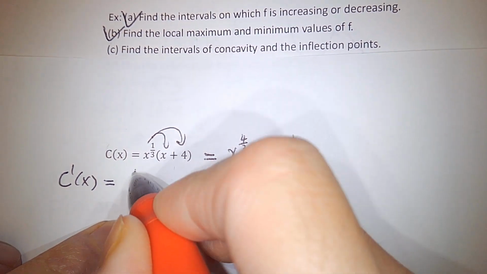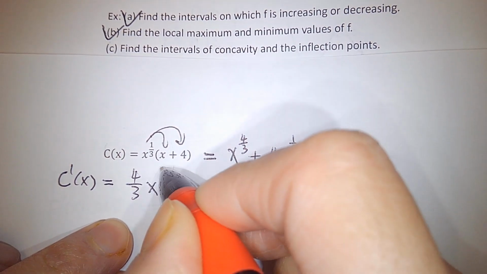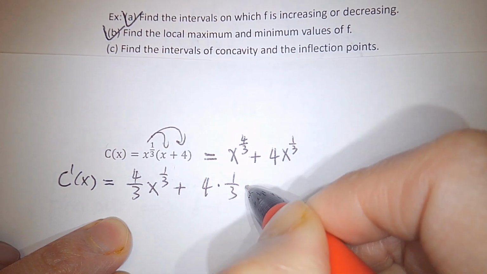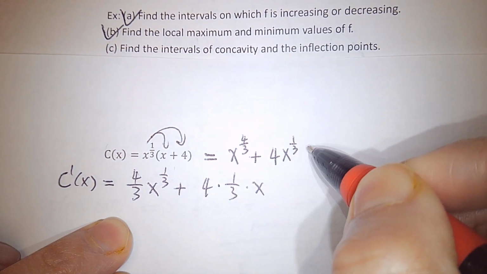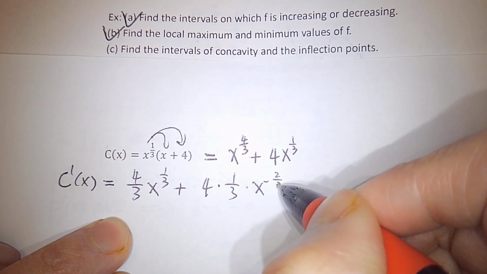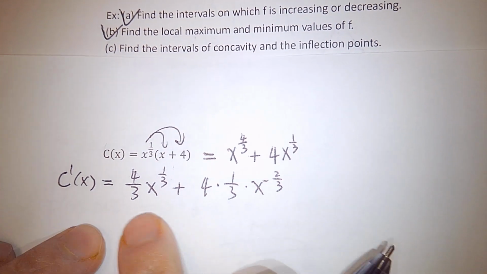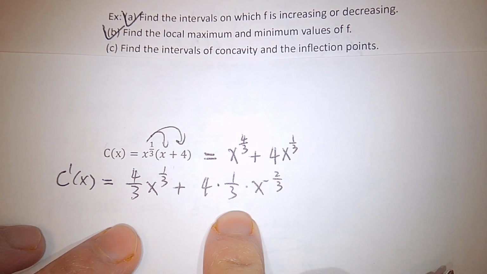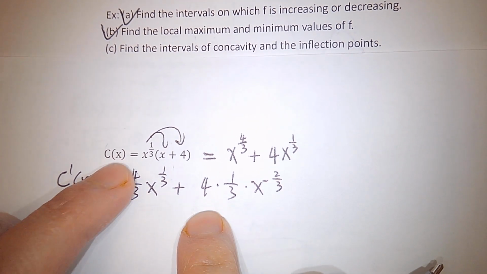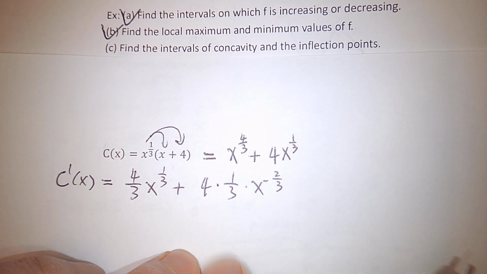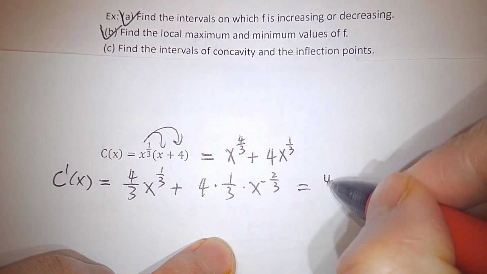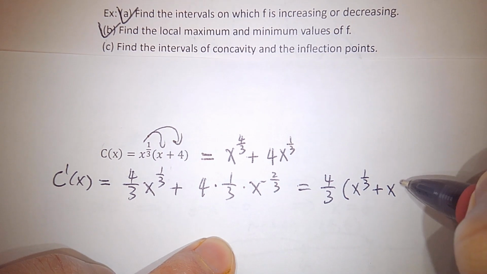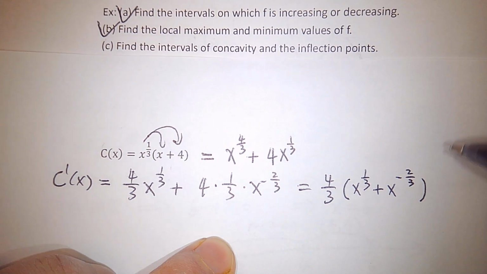That gives us the 4/3 x to the what? 1/3 plus 4 times 1/3 times x to the what? 1/3 minus 1 gives us negative 2/3. Okay, so this is the derivative. However, this does not look very clear, right? So we have a 4/3, we have a 4/3. So I would say let me pull the 4/3 out first, and then we have x to the 1/3 plus x to the what? Negative 2/3.